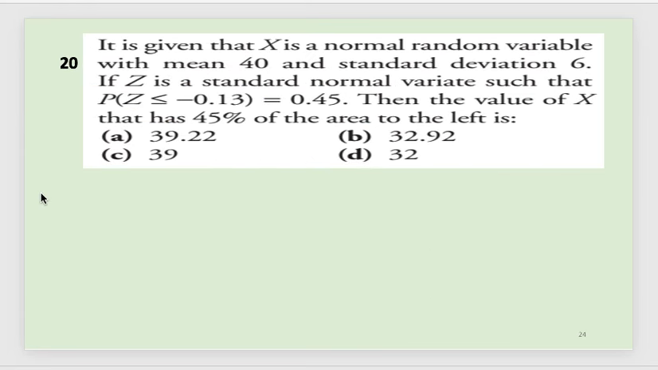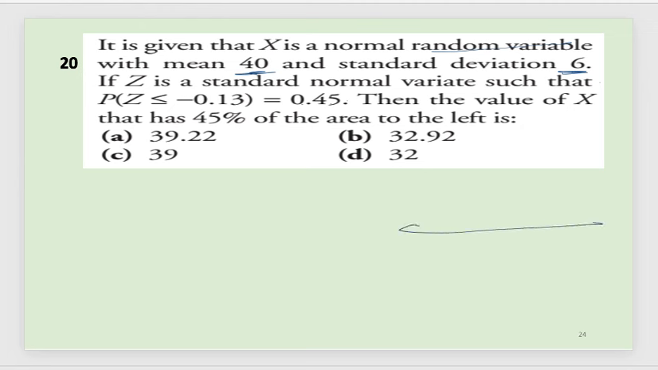The next question is also something similar, because here we are looking not for the mean but for the x value. They are saying it is given that x is a normal random variable with mean 40 and standard deviation 6. Z is a variate such that probability of z less than or equal to minus 0.13 is 0.45. Then find the value of x that has 45% of the area to the left.